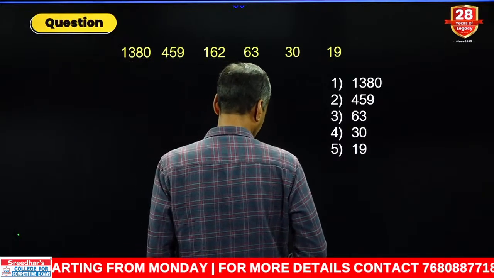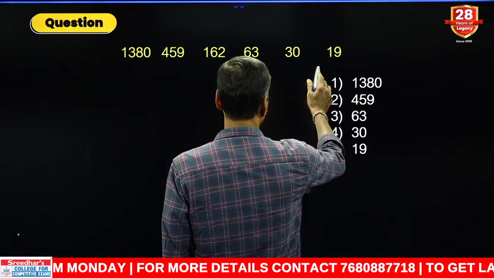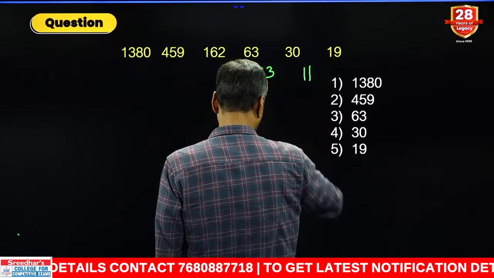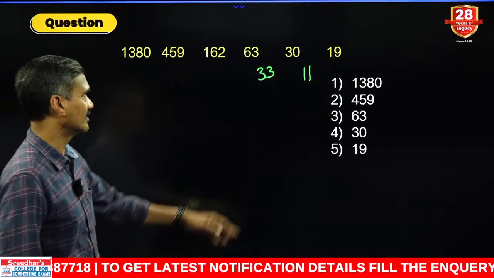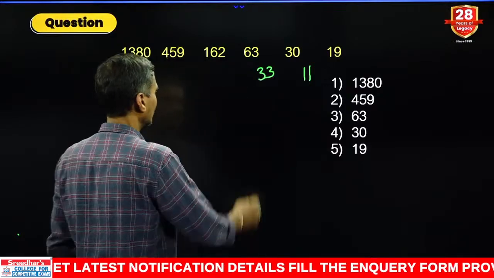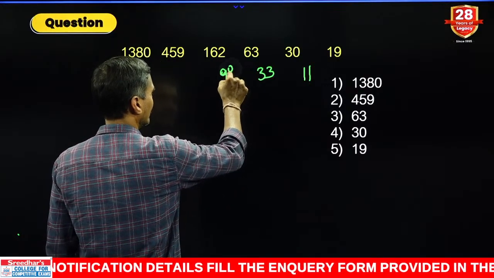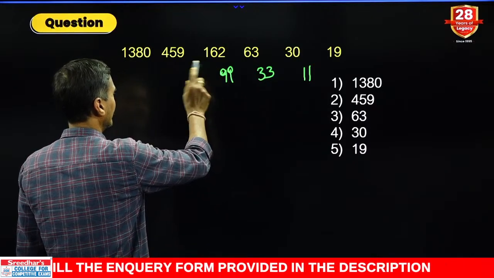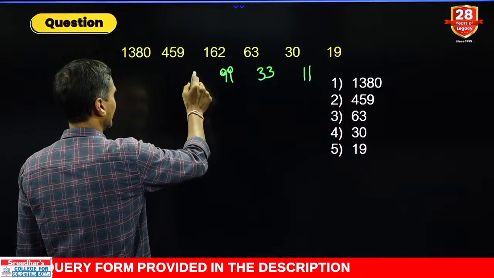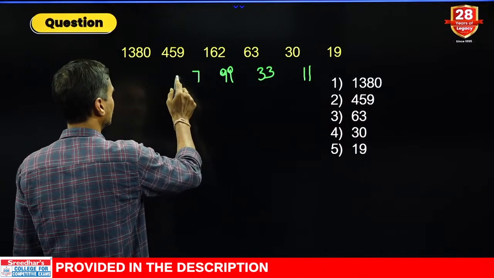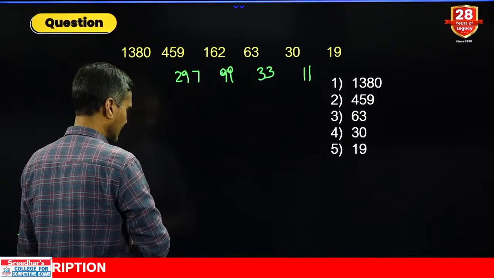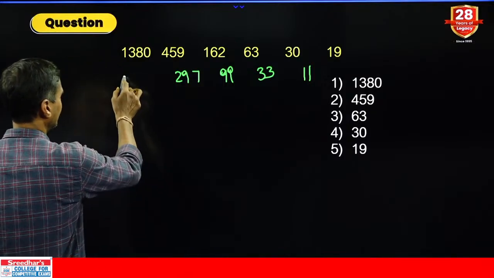And 19 and 30, tell me what is the difference we have? The difference is 11. 30 and 63, the difference is how much? 33. 11 and 33, how can you write this? Multiples of 11. 11 into 1, 11 into 3. Next one, 99, isn't it? 11 into 1, 11 into 3, 11 into 9 comes here. And 162 and 459, 9 minus 2 is 7, 45 minus 16 is how much? 29, 297. And next one, 459 and 891.